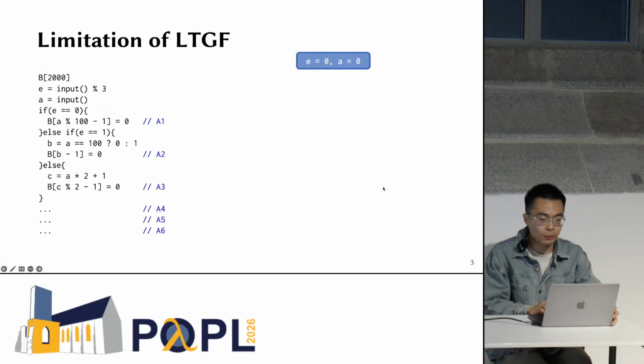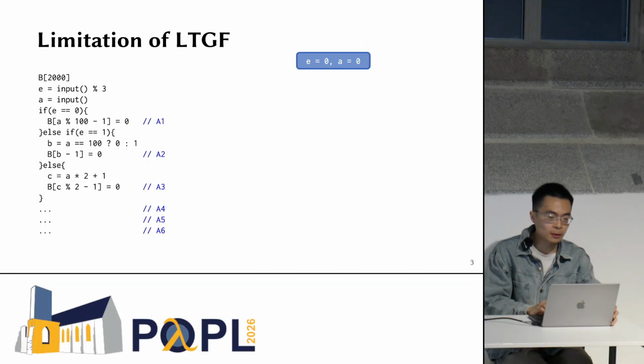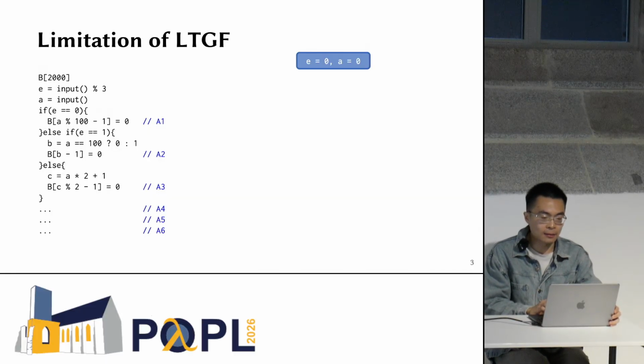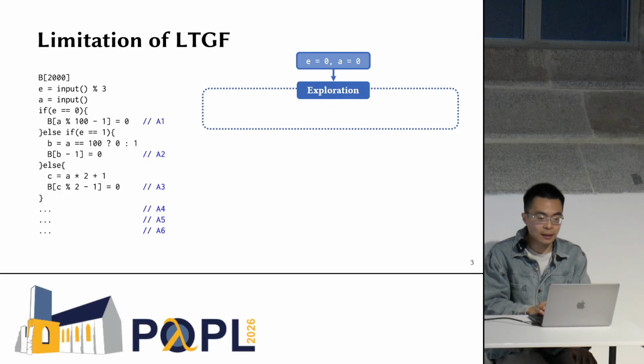In this program, we run taint analysis to find potential out-of-bounds bugs. The variable A comes from the input, and depending on its value, the run goes into one of three branches. The variable A is input controlled, so it's tainted, and any variable derived from A is tainted as well, including B and C. Since A, B, C are all used as array indices, the analysis raises three alarms, A1, A2, and A3. We also assume there are other alarms from the analysis, such as A4, A5, and A6. Now, suppose we start with just one seed, E equals 0, A equals 0.